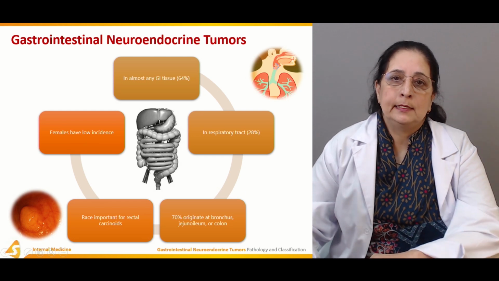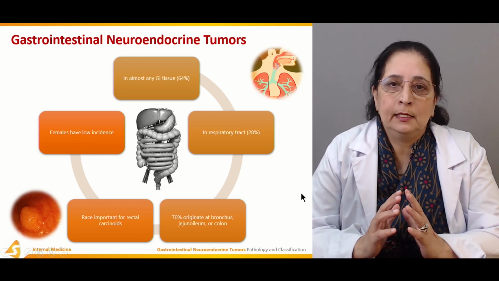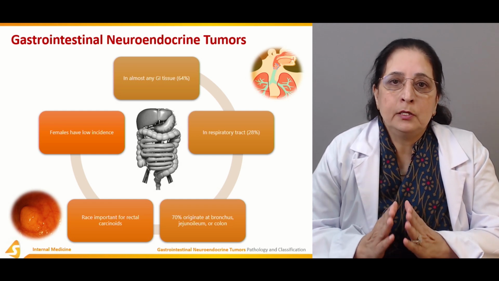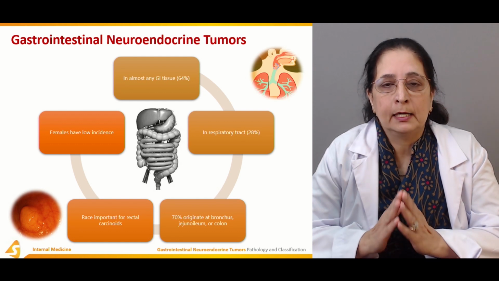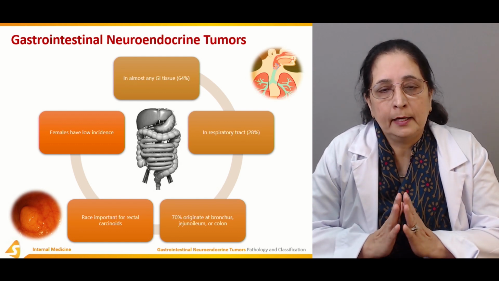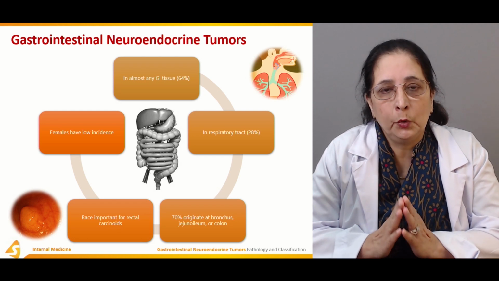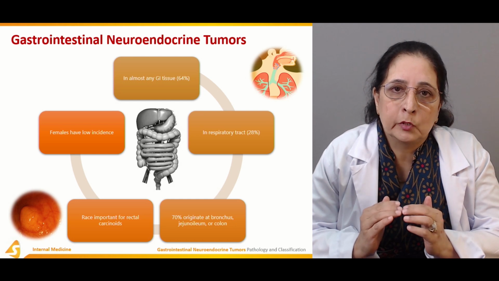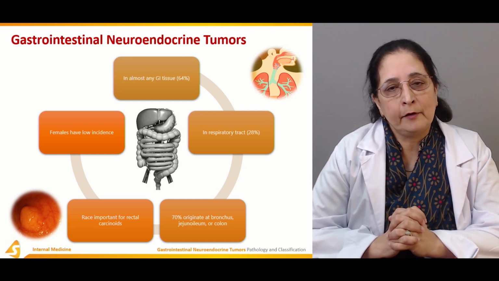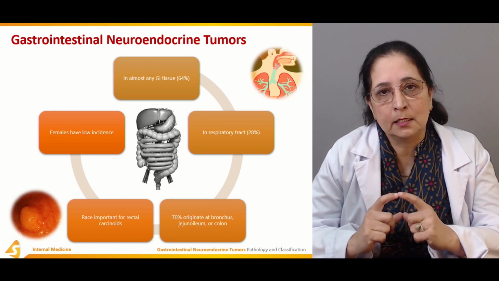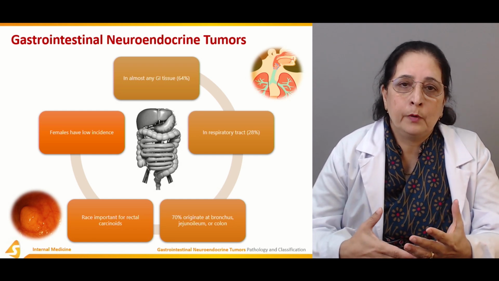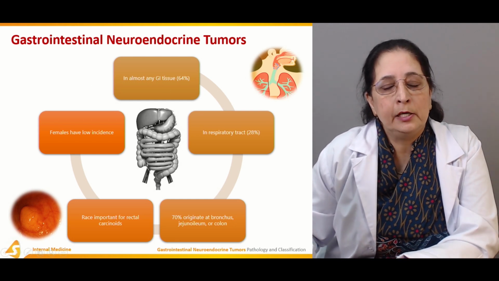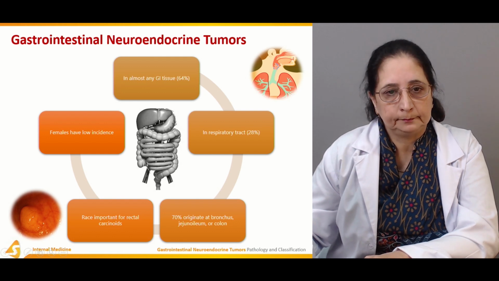Females have low incidence. So gastrointestinal tumors can involve any tissue of the GI tract. They can also occur in the respiratory tract, and most commonly occur in the bronchus, jejunum, or colon, where they are mostly present. It's rare. Race is very important for rectal carcinoid. Females have low incidence of gastrointestinal neuroendocrine tumors.